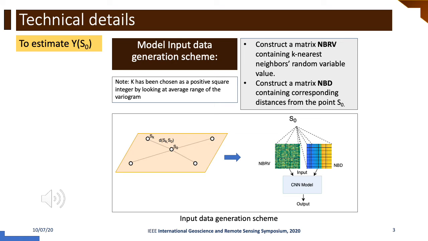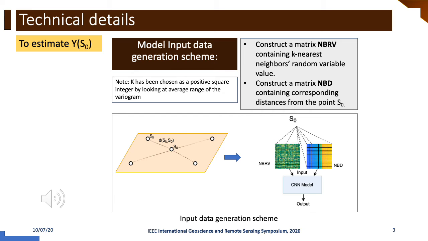Here we have described the model input data generation scheme. Suppose we want to estimate the soil nutrient value at the point S0. There are two steps. First, construct a matrix NBRV which contains the k nearest neighbors' soil nutrient values. Second, construct a matrix NBD which contains the k nearest neighbors' distances from the point S0. For each point, we have NBRV and NBD matrices which are the input for the CNN model.